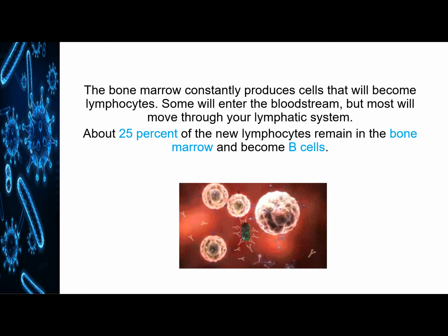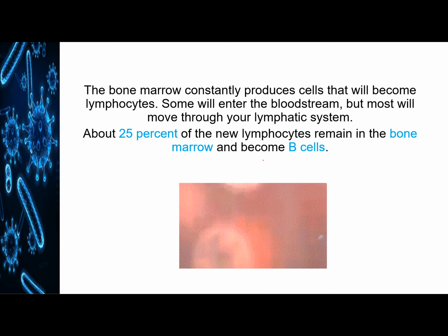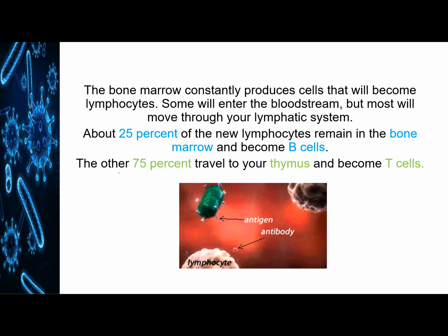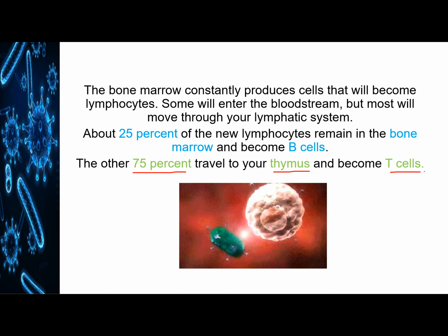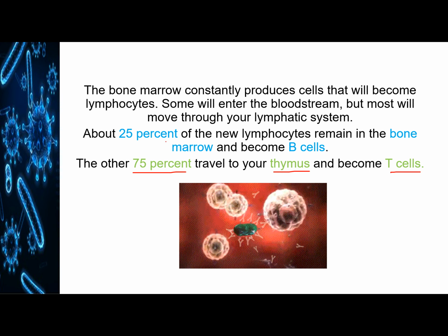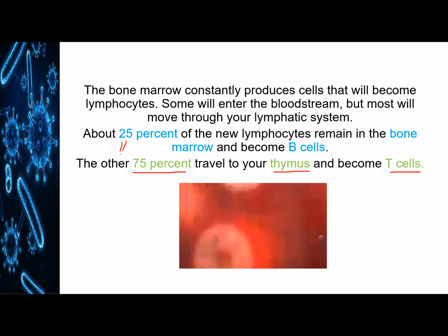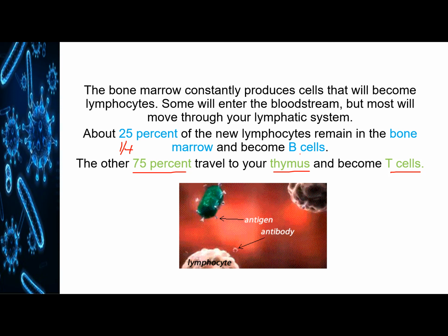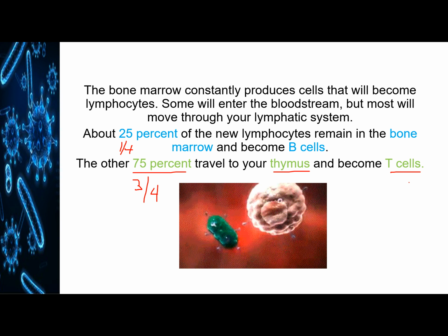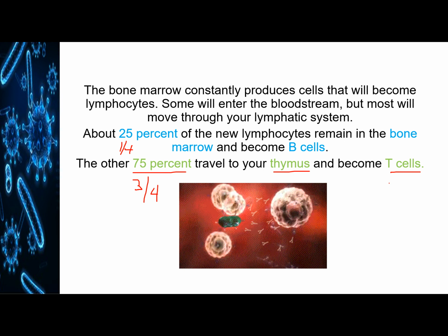Now, about 25% of the new lymphocytes would remain in the bone marrow and would become B cells, while the other 75% would travel to the thymus and would become your T cells. So 25%, or one fourth, would become B cells, and 75%, or three fourths, would become T cells.